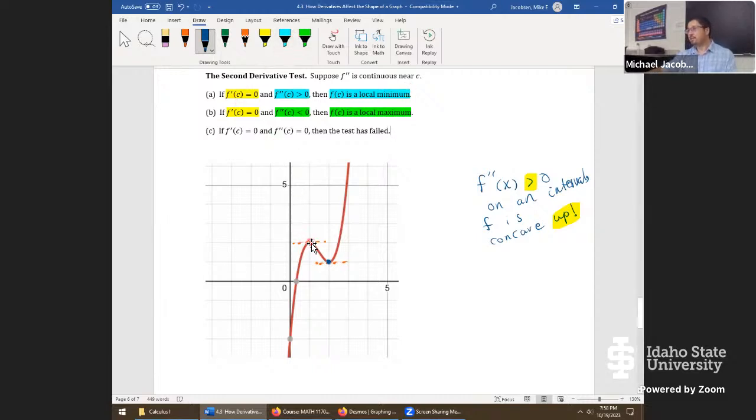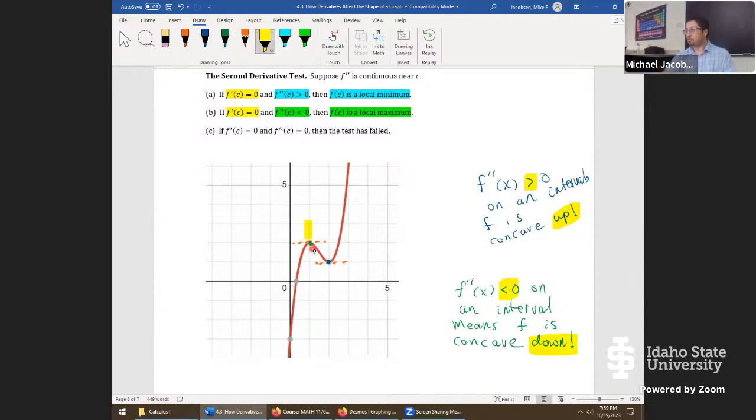Likewise, this value here is a local maximum. It's concave down in that region. f double prime of x less than 0 on an interval means f is concave down. So it matches its directionality here. But right here, this is a local max, regardless of the fact the second derivative is negative in that region.